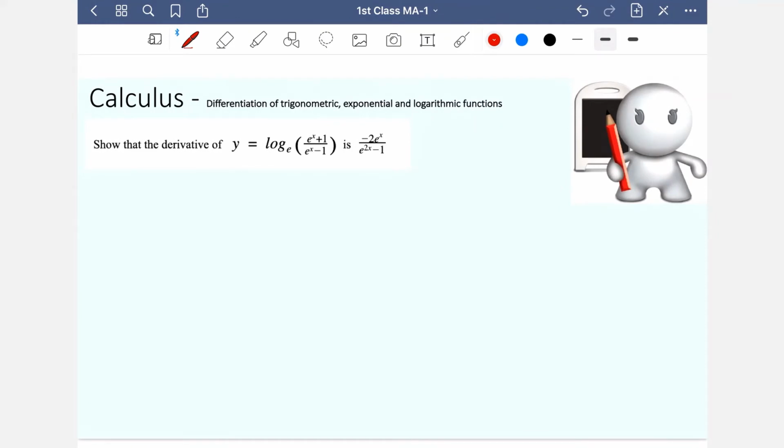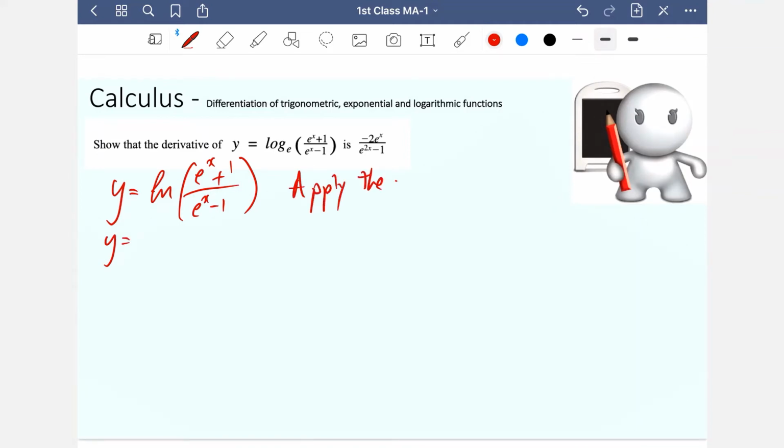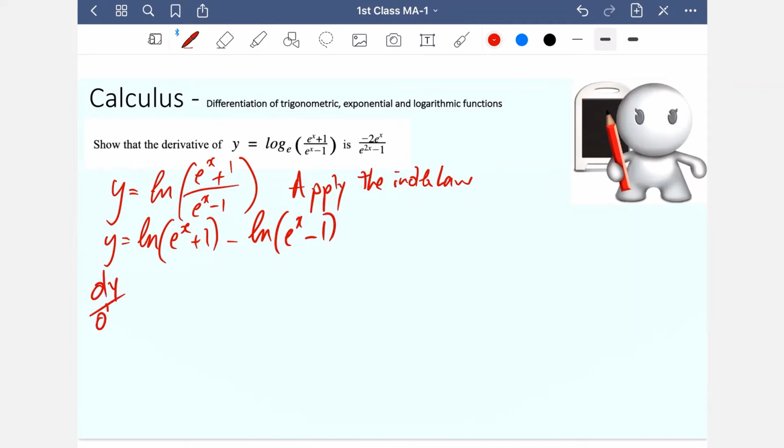Okay, we start with this question. So y equals the log of e to the power of x plus 1 over e to the power of x minus 1, and we're asked to differentiate it. Well, before I differentiate it, I'm going to apply the index law. And the index law states that it's the log of the numerator minus the log of the denominator.